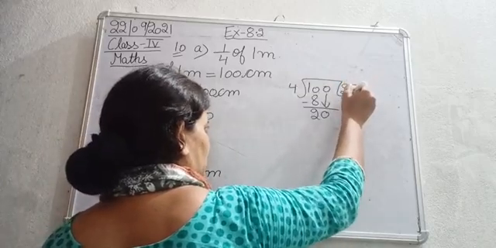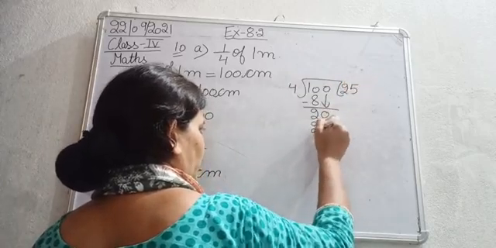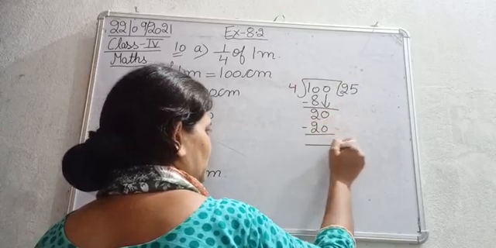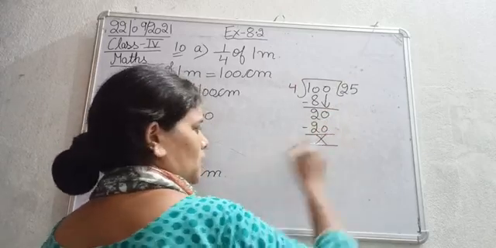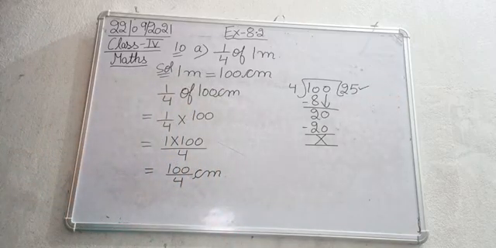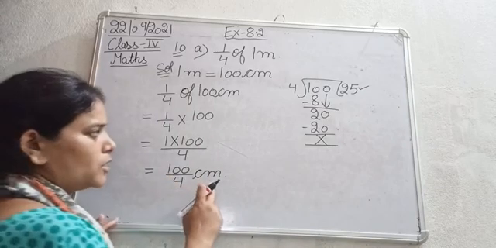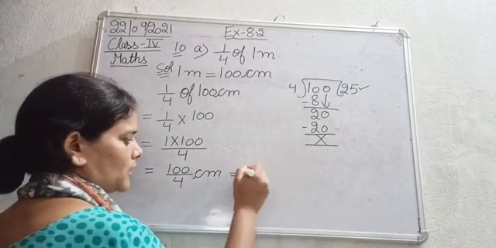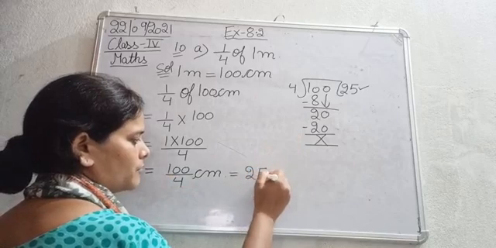4 fives are 20. 20 minus 20, nothing is left. So here we are having 25 as the quotient. So that means 100 divided by 4 is equal to 25.